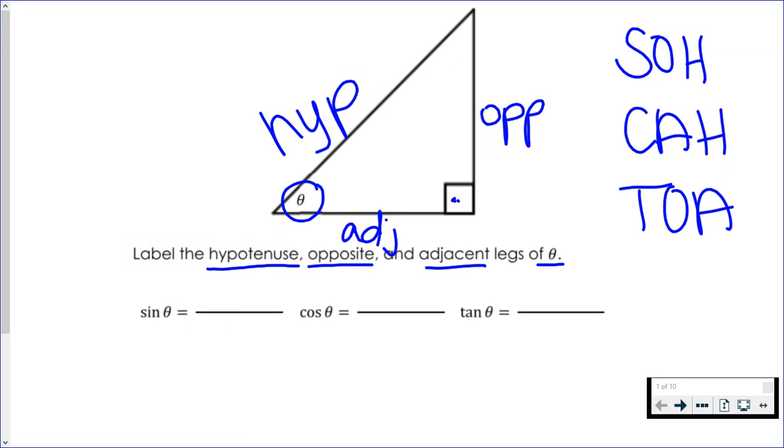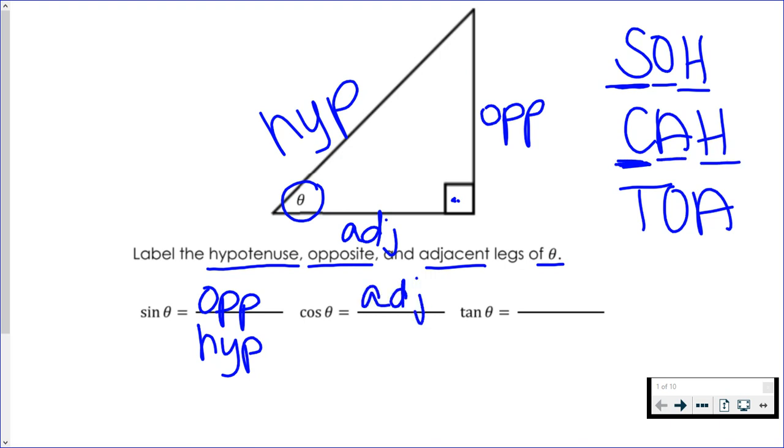The first one is sine equals opposite over hypotenuse. That's the point of this little trick. So sine would be opposite over hypotenuse. The next one is cosine. Cosine is adjacent over hypotenuse. And then the last one is tangent. That would be opposite over adjacent.